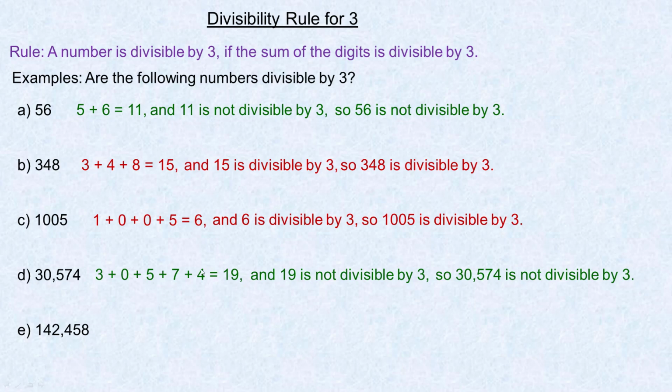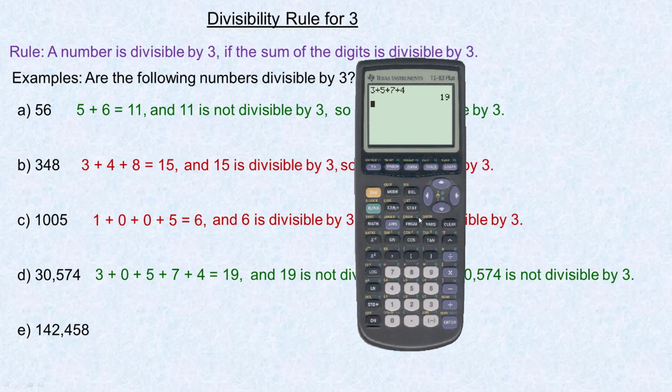Now generally this is going to be a relatively small number. If you didn't remember your multiplication tables, is 19 divisible by 3 or not, you could take the 19 itself and add the 1 and 9 to get 10. So 10 isn't divisible by 3, so 19 isn't divisible by 3, so 30,574 is not divisible by 3. Okay, so when you add the digits together, you get a number and you're not sure, you could use the test on that number as well.